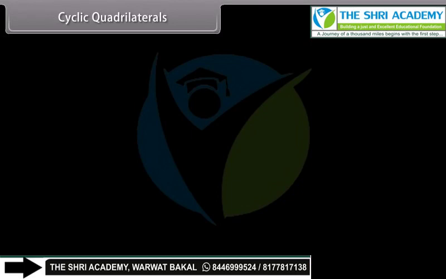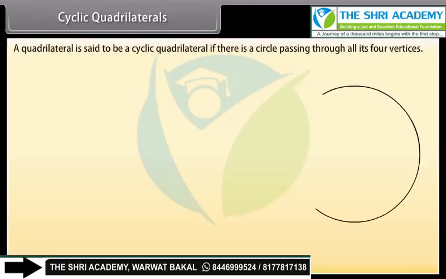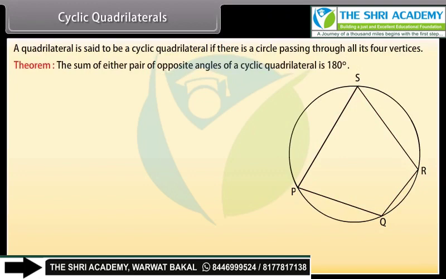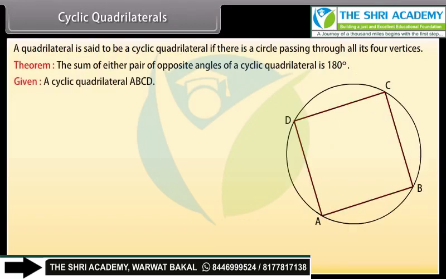Cyclic quadrilaterals. A quadrilateral is said to be a cyclic quadrilateral if there is a circle passing through all its 4 vertices. In the figure, PQRS is a cyclic quadrilateral. Theorem: the sum of either pair of opposite angles of a cyclic quadrilateral is 180 degrees. Given a cyclic quadrilateral ABCD. To prove: angle BAD is equal to angle BCD, which is equal to angle ABC plus angle ADC, which equals 180 degrees.